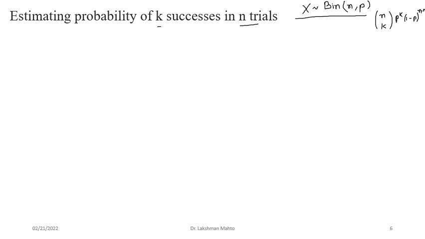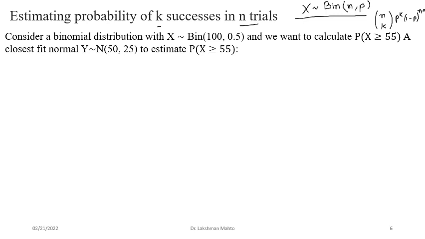What we will do in place of that is apply a certain kind of approximation through the normal distribution. So what situation is coming like this? Consider a binomial distribution with parameter n equal to 100 and probability of success 0.5. Now we want to compute the tail probability when x is observing a value greater than or equal to 55. We have to compute this probability. We will not apply the binomial probability mass function. In place of that we will estimate this probability by introducing the closest fit of the binomial distribution by a normal distribution. For defining a normal distribution, you have to come up with the mean and standard deviation, or mean and variance.